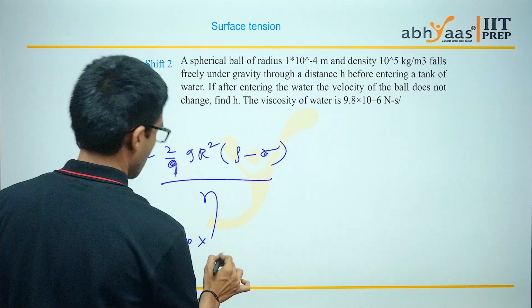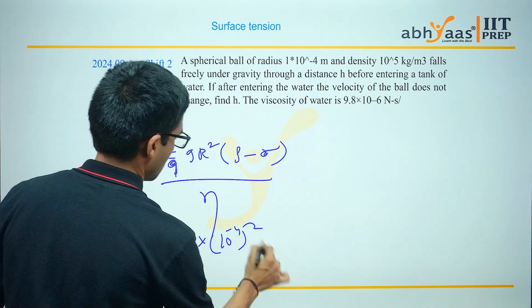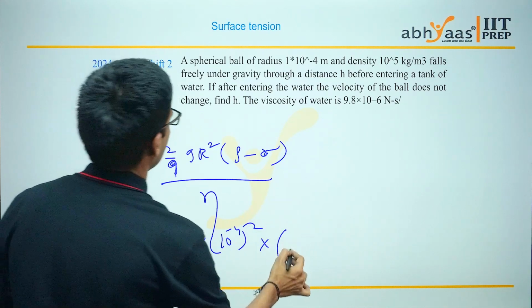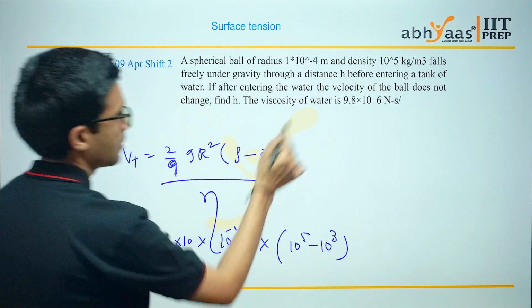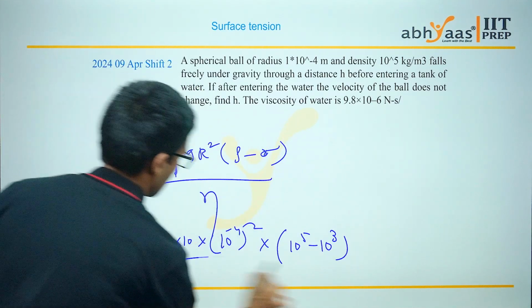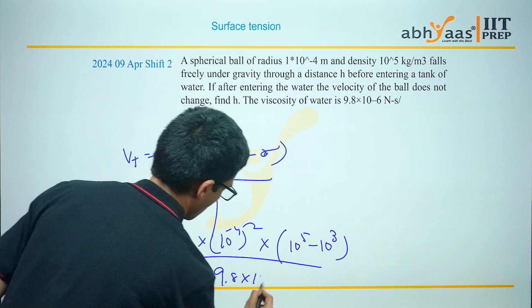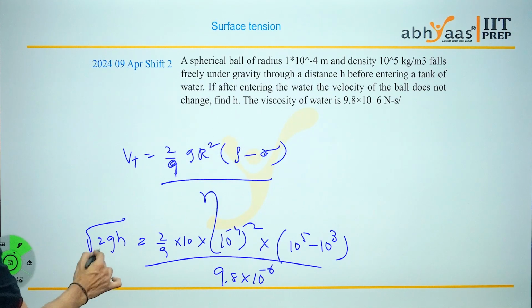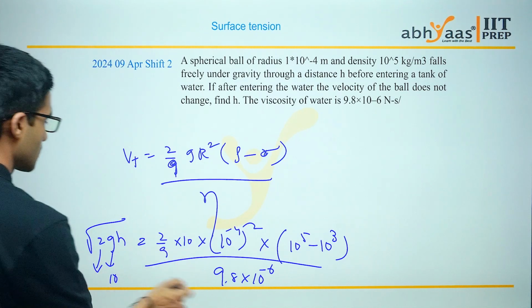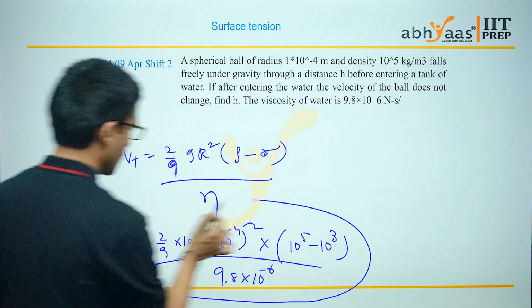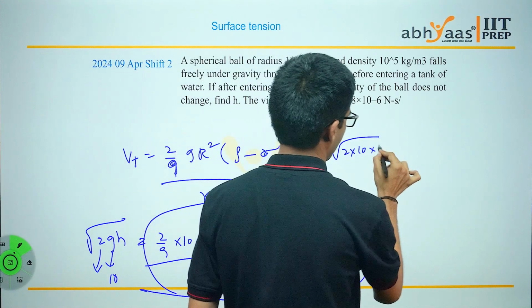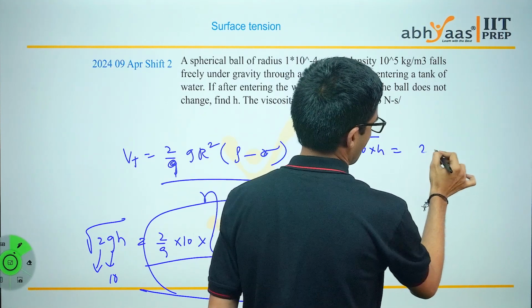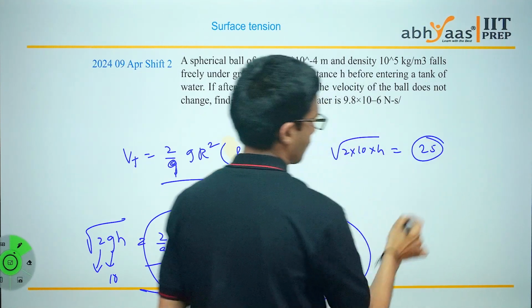Next, r square is what happened? 10 power of minus 4 square into this difference, 10 power of 5 minus water is 10 power of 3. Okay, for water, right? By 9.8 into 10 power of minus 6. So 2 is this, g value is 10. Same type of model what we have discussed previously. By this calculation you will get Vt, that is around 20 or something. Root of 2 into 10 into h, that is around 25.4 something you will get.